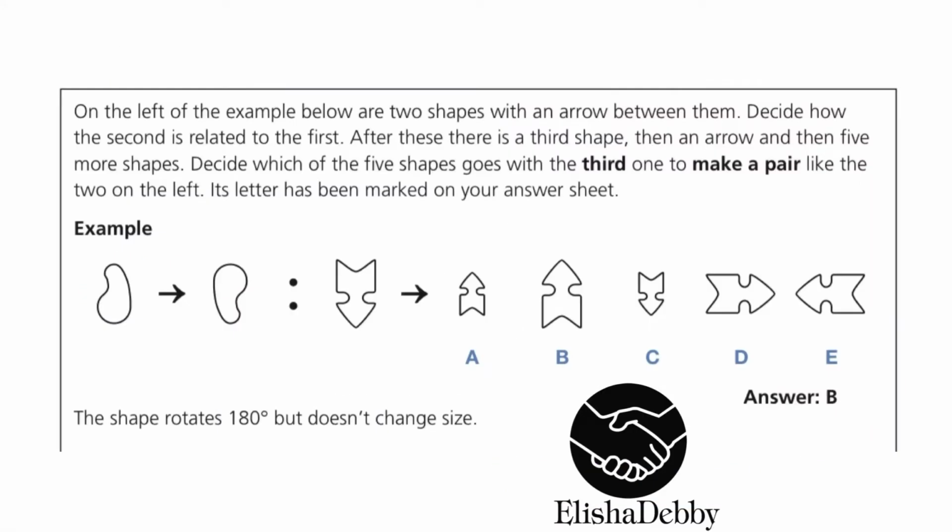On the left of the example below are two shapes with an arrow between them. Decide how the second is related to the first. After these, there is a third shape, then an arrow, then 5 more shapes. Decide which of the 5 shapes goes with the third one to make a pair, like the two on the left. Its letter has been marked on your answer sheet.